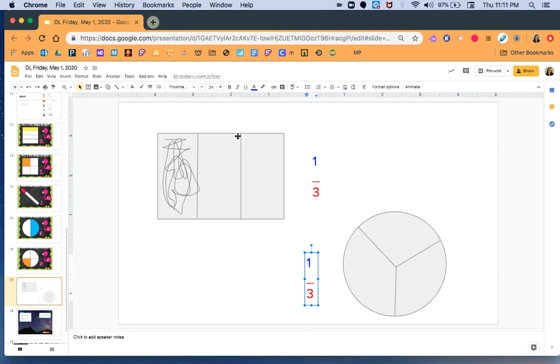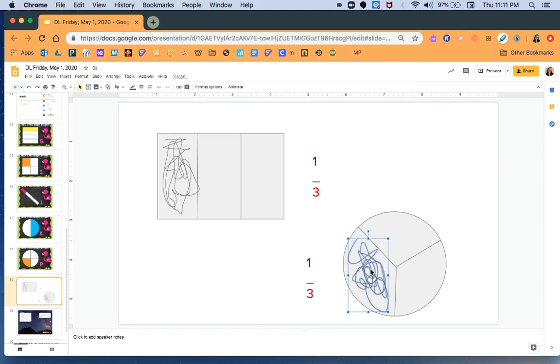Now, have I colored in 1/3 of them? Nope, I'm going to have to use my scribble tool. Let's see if this works. Oh, good, it did. So I have how much of my circle colored in? I have 1/3 of my circle colored in.